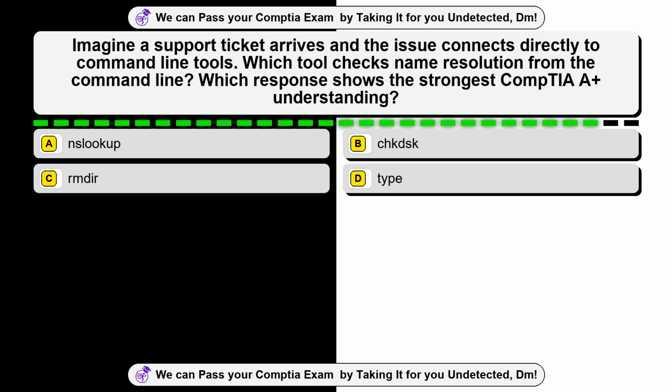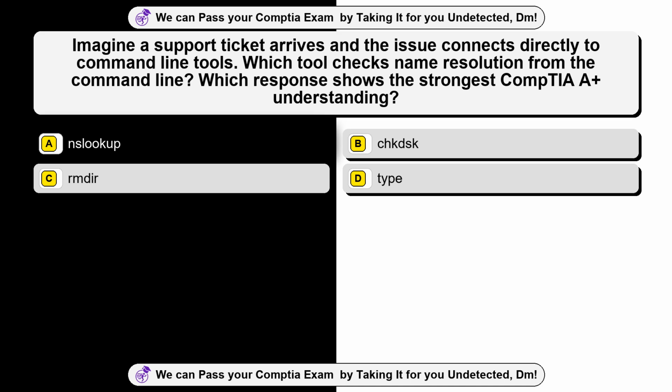Question 4. Imagine a support ticket arrives and the issue connects directly to command line tools. Which tool checks name resolution from the command line? Which response shows the strongest CompTIA A+ understanding? Option A, nslookup. Option B, chkdsk. Option C, rmdir. Option D, type. The correct answer is option A, nslookup.